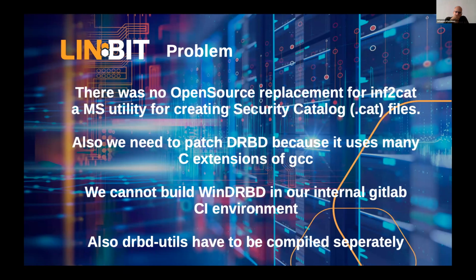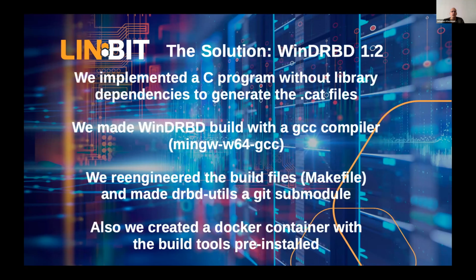And also the DRBD utils have to be compiled separately before. Now in the new solution, DRBD utils is just a submodule and gets built in the make process. I wrote a small C program which does the generation of the cat file, which is required when loading the driver into the driver store. We are now, for the 1.2 branch, using a GCC-based compiler, so we save on patches. And lots of cleanups in the makefile. It's just much cleaner now.